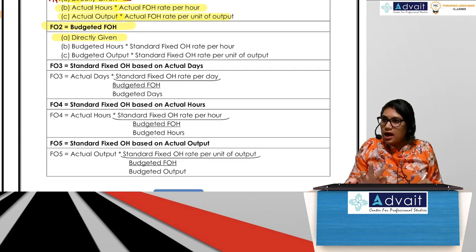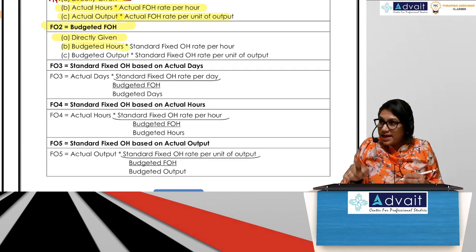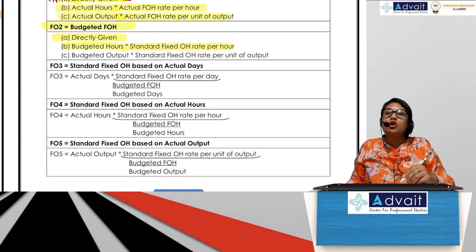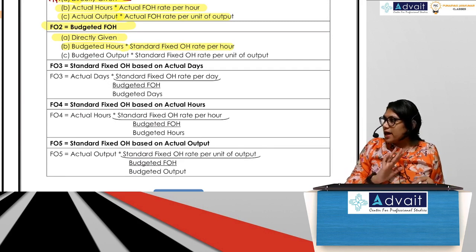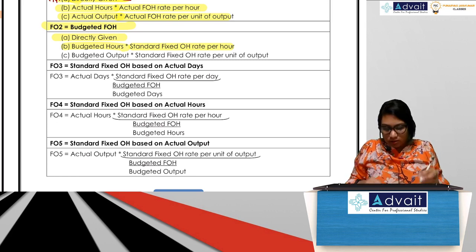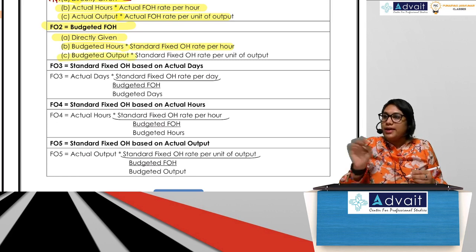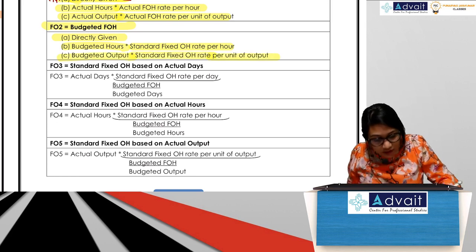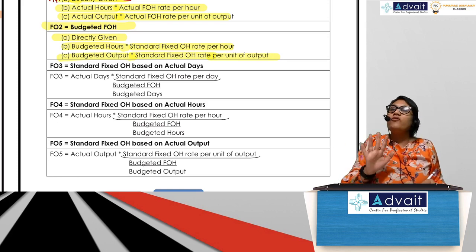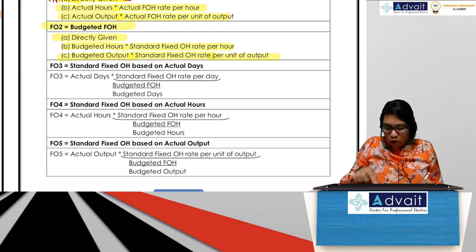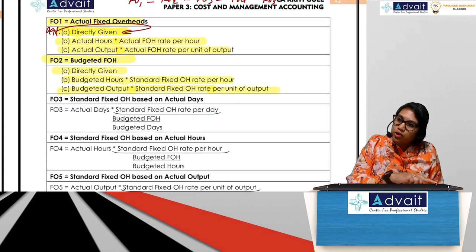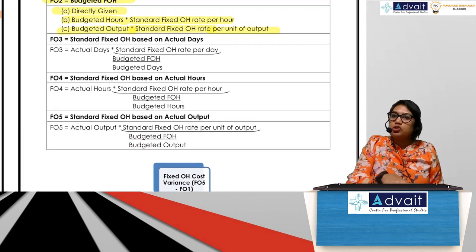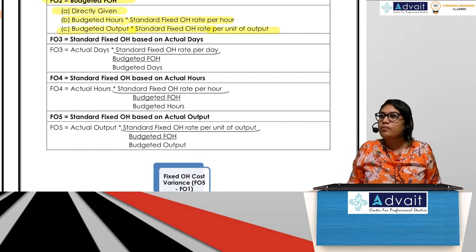So if you are taking hours, budgeted hours into standard fixed overhead rate per hour. So standard into standard. If we are taking output, budgeted output into standard fixed overhead rate per unit of output. So again standard into standard. So actual will be actual into actual. Budgeted will be standard into standard. Budgeted, standard, same thing. Guys, okay?